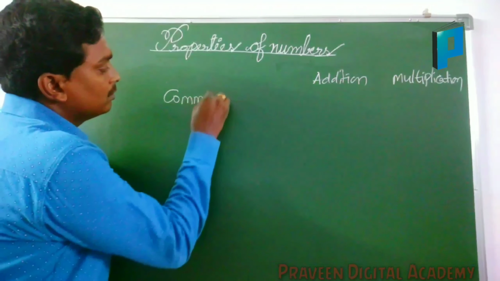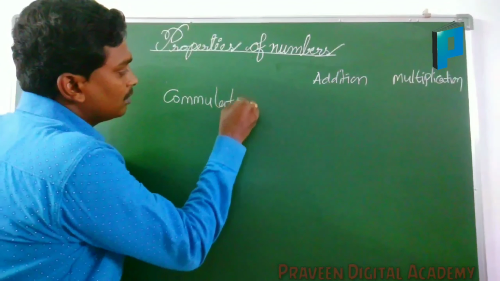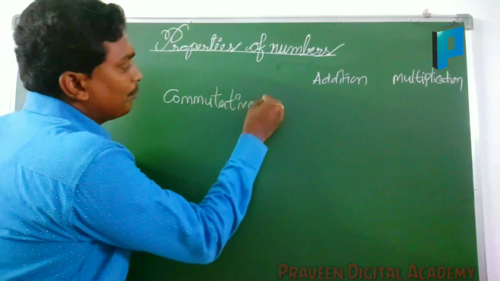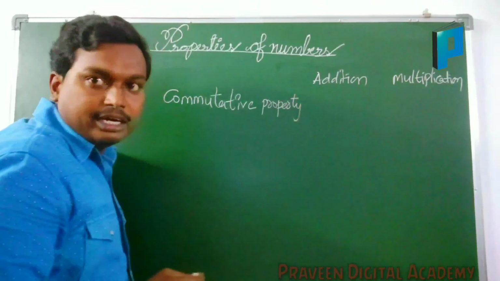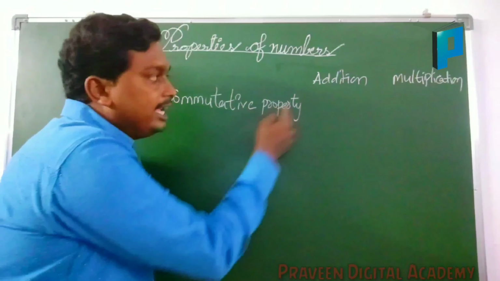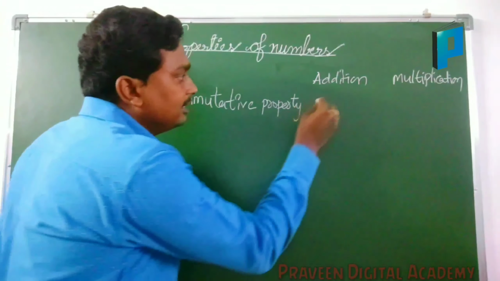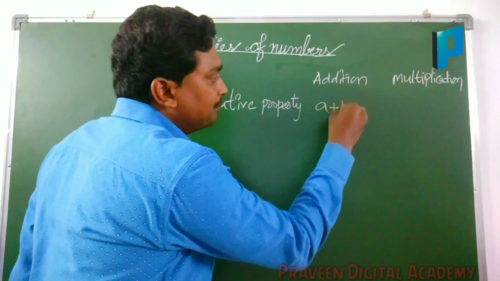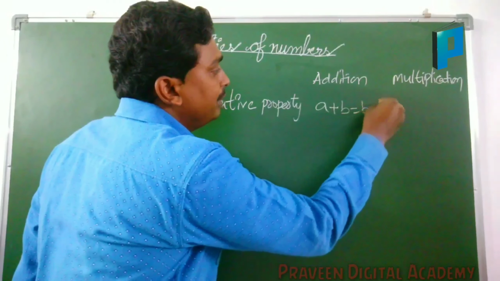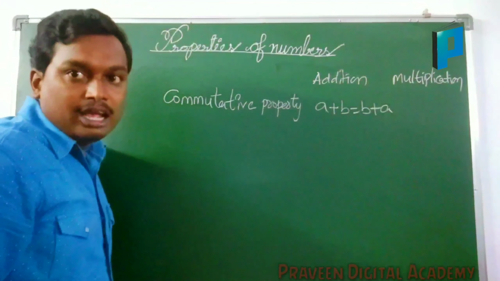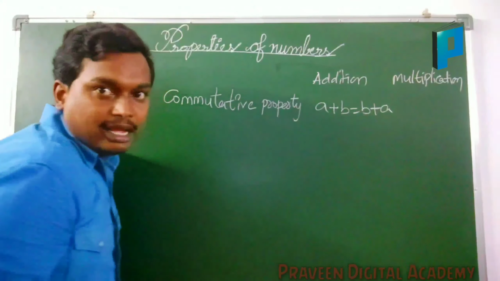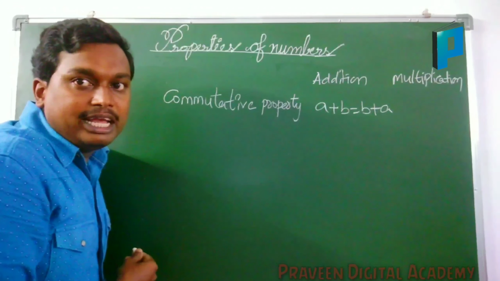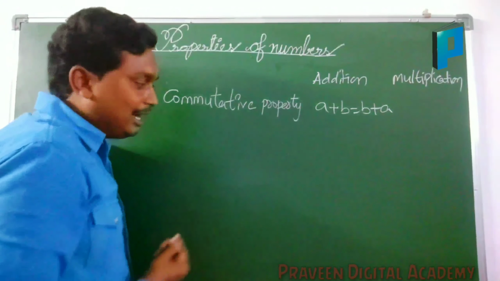Commutative property. Here commutative property under addition is A plus B is equal to B plus A. What this property means, I will give you an example here.